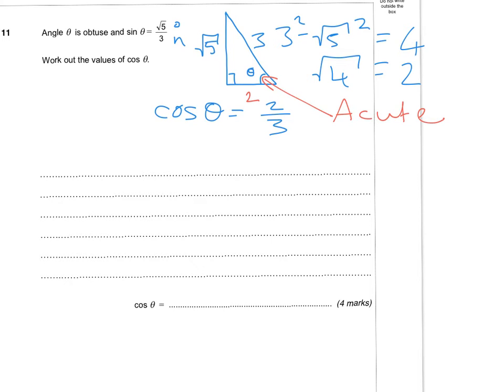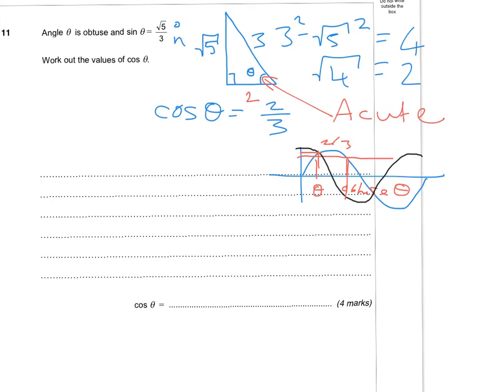Alright, if I think about my sine graph, it looks something like this. Here is root 5 over 3. So that is my acute theta, and that is my obtuse theta. Okay. I'm going to draw my cos graph over the top of that as best I can to get it to match the right scale and everything. It's pretty bad. So on my cos graph, that is 2/3. That's fine. This one here will be negative, so cos theta will be negative 2/3 because the angle's obtuse. Okay.